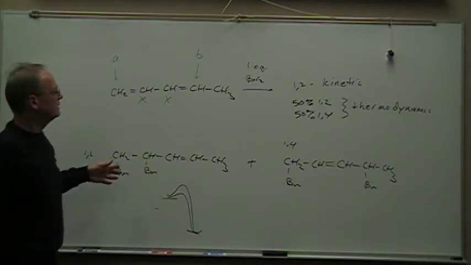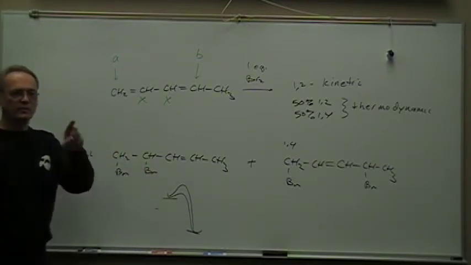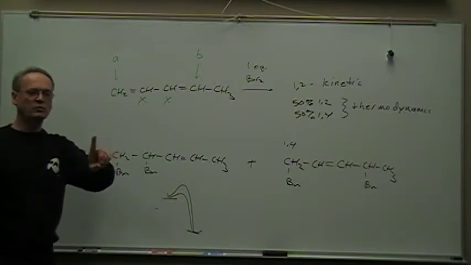Then you have to decide what are the two possible products. If the first bromine adds here, is the second one going to add 1,2, or is it going to add 1,4?